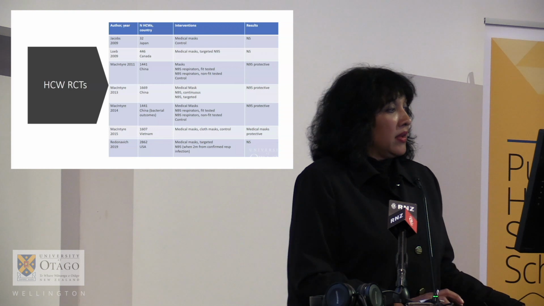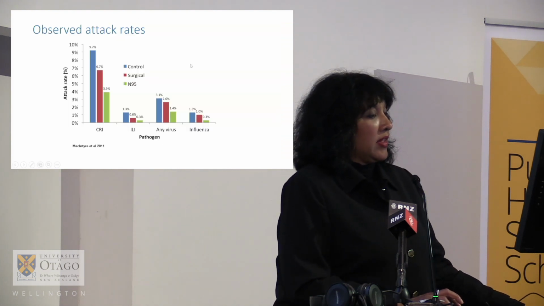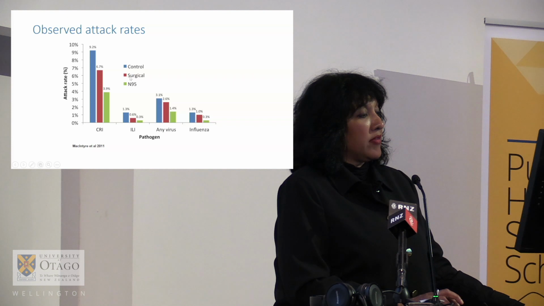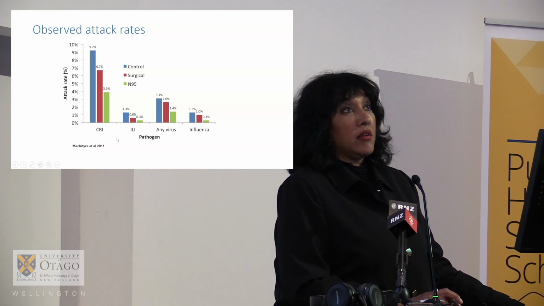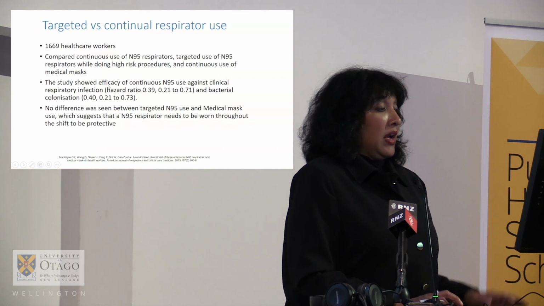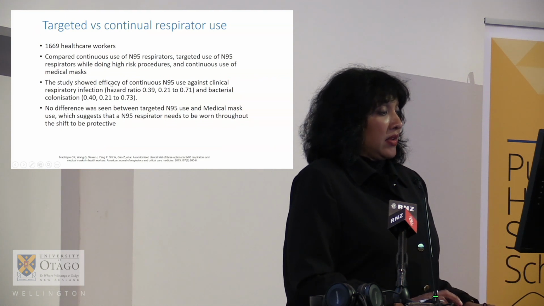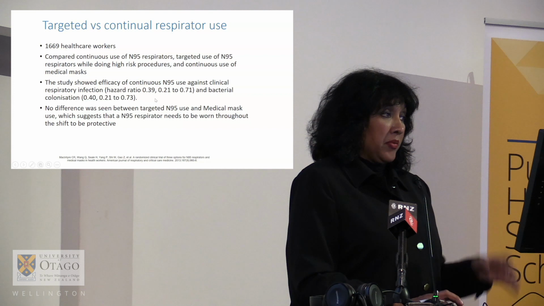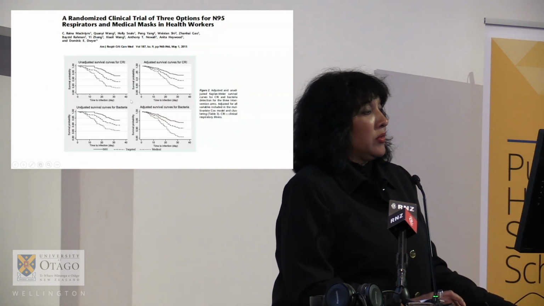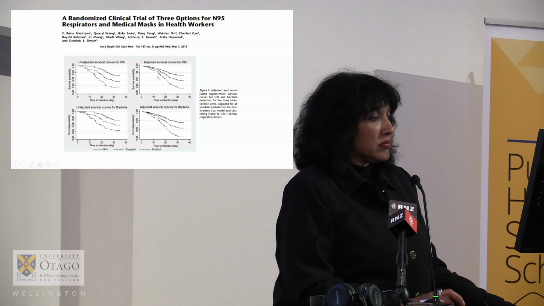These were the observed attack rates for clinical respiratory illness, influenza-like illness, any virus or influenza. For control in blue, surgical mask in red, N95 in green. You can see that it gets less and less. The targeted N95 use doesn't work. This was the other trial we did, which compared the targeted and the continual use of the respirators.